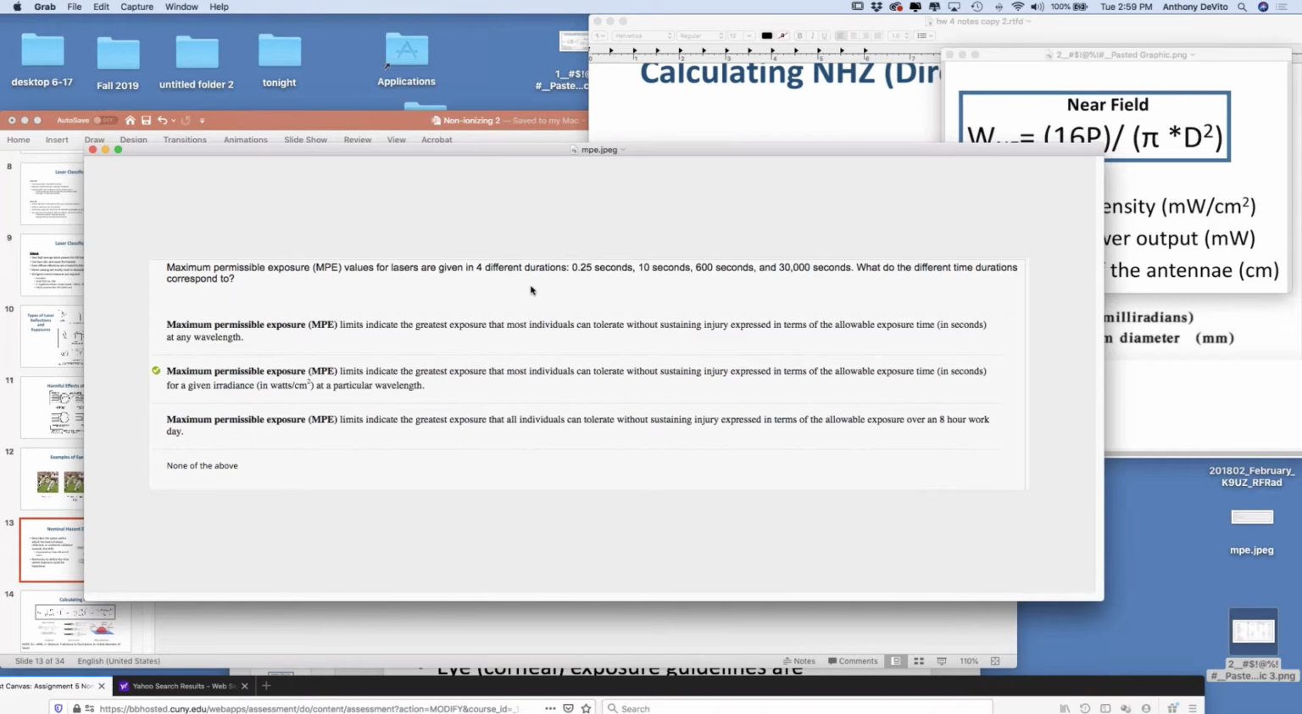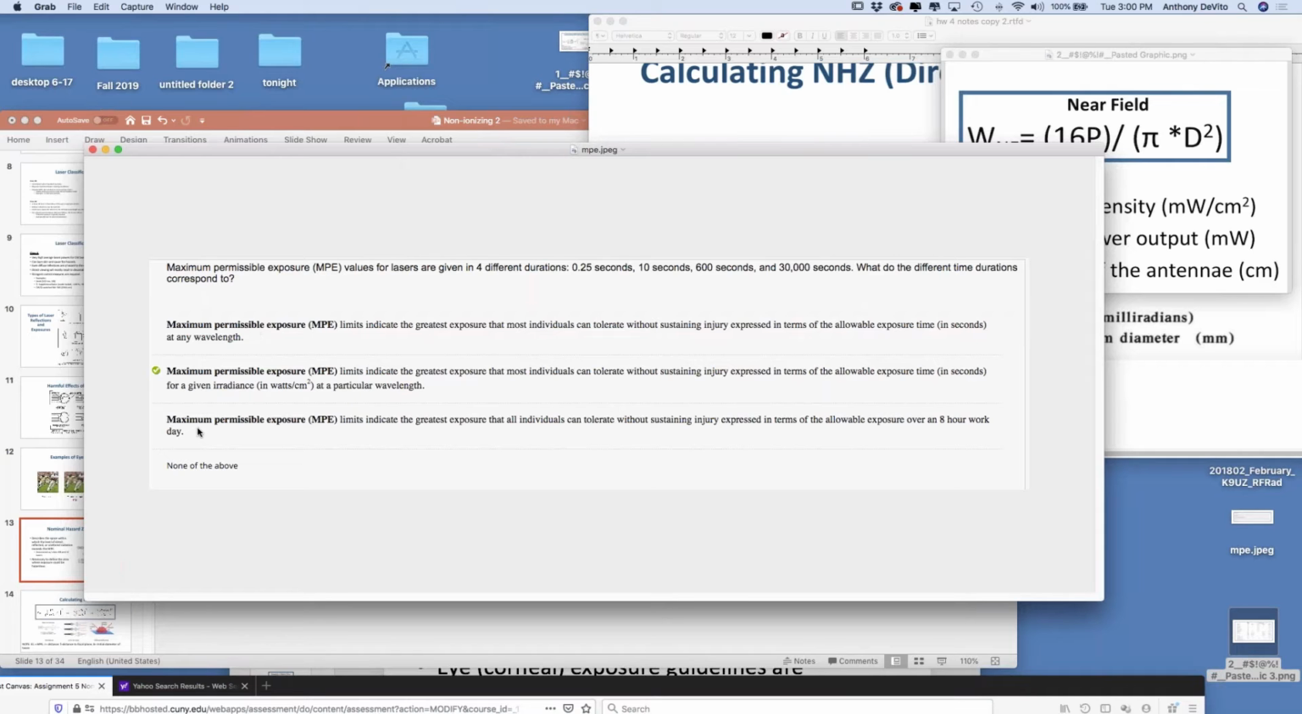So for laser exposure given in 4 different durations, as we saw, a quarter of a second, 10 seconds, 30,000 seconds, what did the different time durations correspond to? Okay, so let's read the first one. Maximum permissible exposure limits indicate the greatest exposure that most individuals can tolerate without sustaining injury, expressed in terms of the allowable exposure in seconds at any wavelength. Well, that's not true. It's different for different wavelengths, so that's not going to be a correct answer.